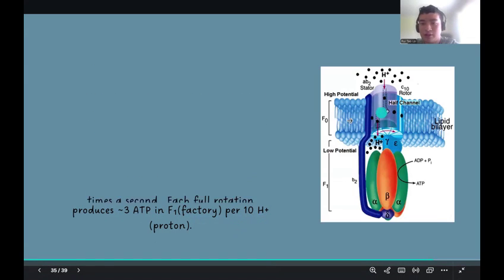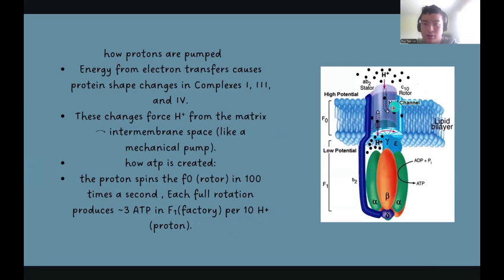So here is the router. It's a biological router, and the protons going into the intermembrane space produce kinetic energy, which makes the F1 factory produce 3 ATP per 10 protons.